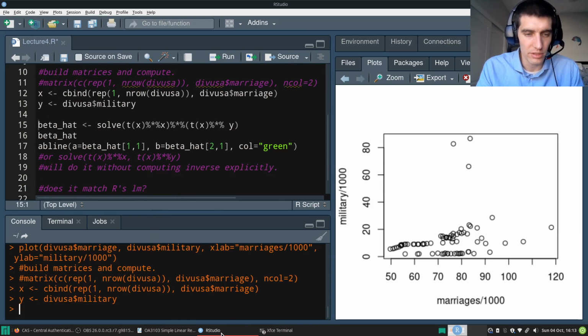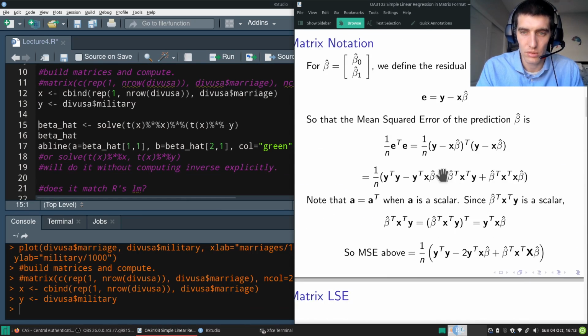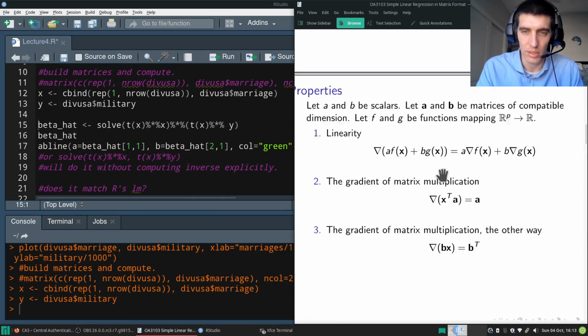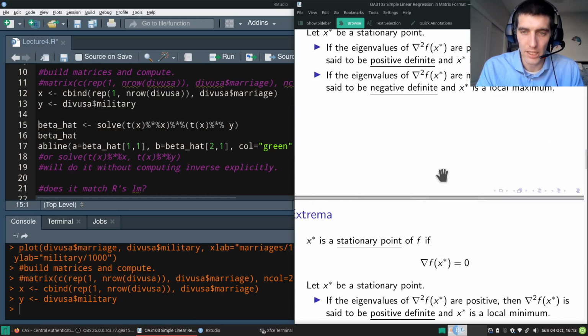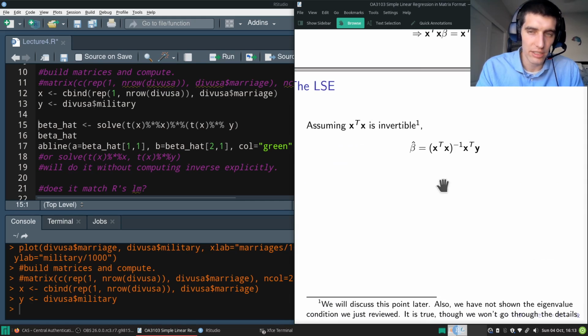And then beta hat, as we saw in the lecture, is supposed to be, scrolling down so you can see what I'm putting in here, beta hat is X transpose X inverse times X transpose Y. So what I'm doing here on the left is exactly that. This is X transpose X, and then I'm doing solve. As I mentioned in the slides, solve will take the inverse. So this is X transpose X inverse times X transpose Y.